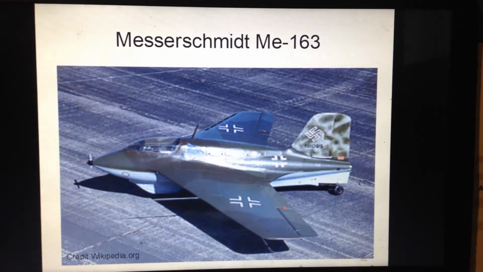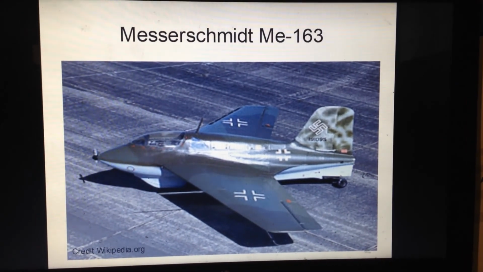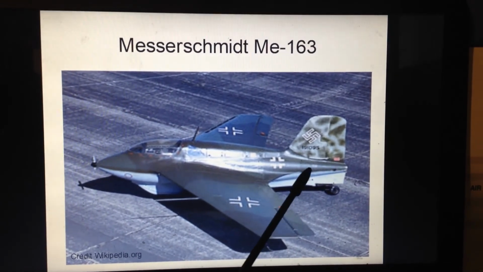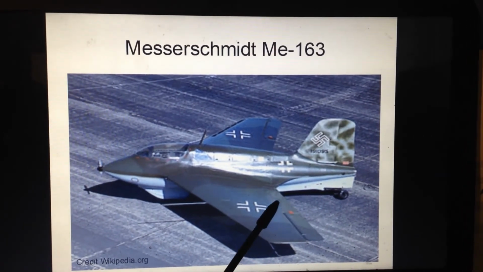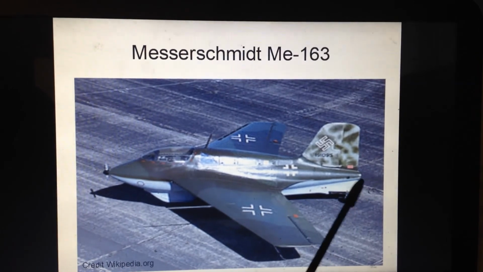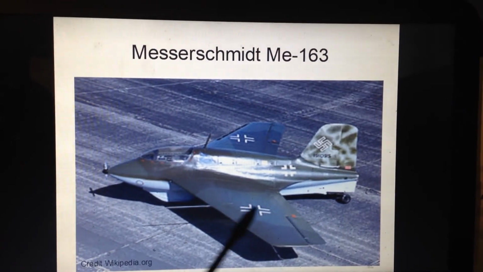Next we have the Messerschmitt Me-163. Now this is another German plane, but instead of having a jet engine, it actually had a rocket engine. And as you can see, it does not have horizontal stabilizers. They are built into the wings. So this is one of the first airplanes to utilize rocket power and have no rear tailplanes.